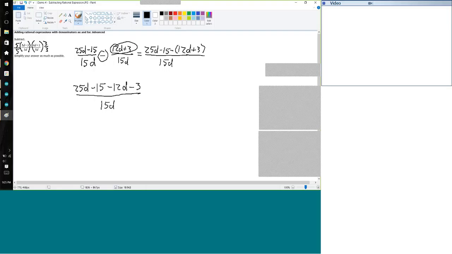So let's go ahead and combine our like terms up top. We have a 25d minus 12d will leave us at 13d. Negative 15 minus 3 will be negative 18. And then our denominator, 15d. Any questions?